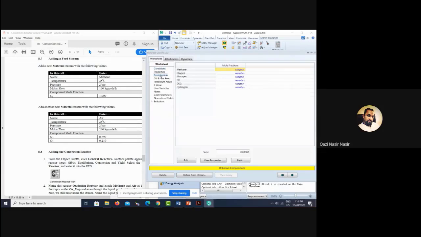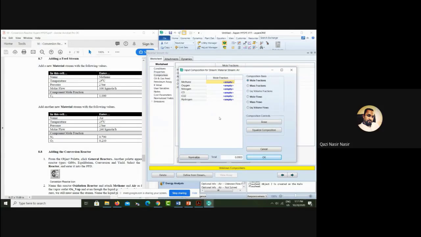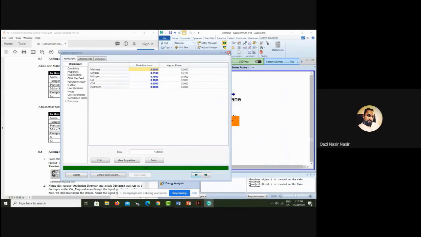Then we can go to composition, and here if somebody is asking you what is the composition you need to add, you know the composition of air, right? Air contains 79% nitrogen and 21% oxygen. So we'll put 21 for oxygen and 79 for nitrogen. Okay, don't ask me this question, doctor. If you don't know, don't give us the composition for air stream. You already know indirectly.